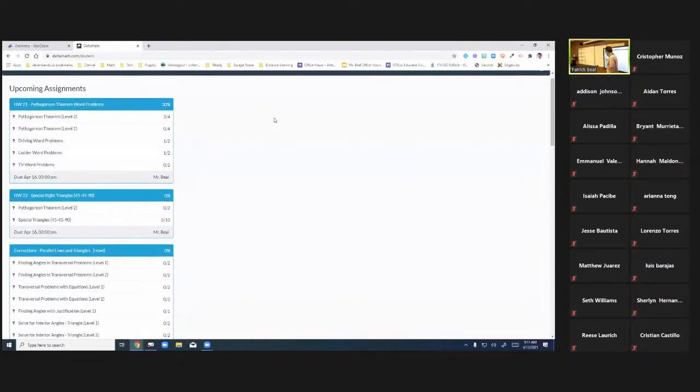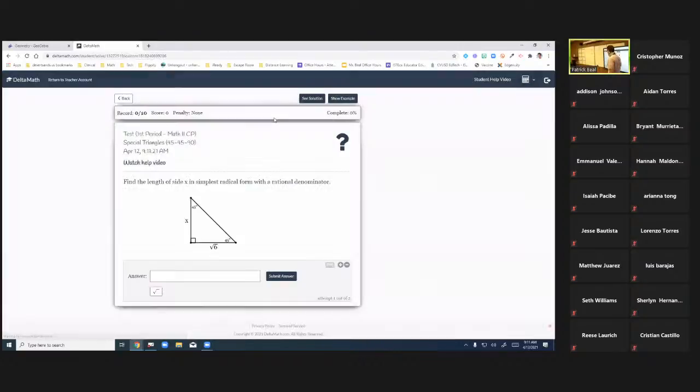So homework 22, there's a couple of review problems just on the Pythagorean theorem, just to keep you sharp. There's only 2 of those problems. And then there's 10 problems of these special right triangles. So when you get to the special right triangles, you'll see something that looks like this.